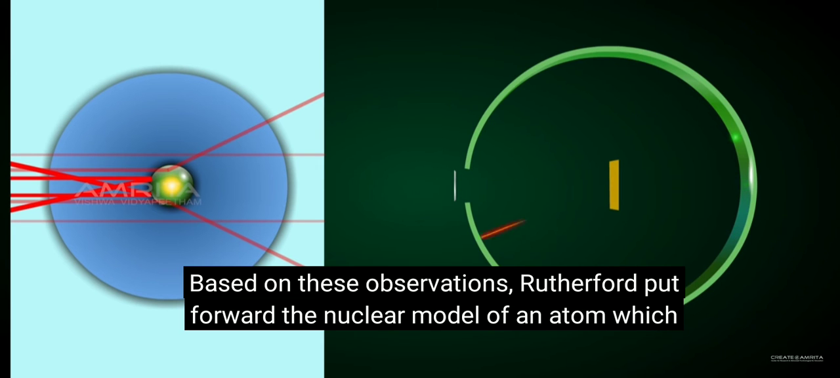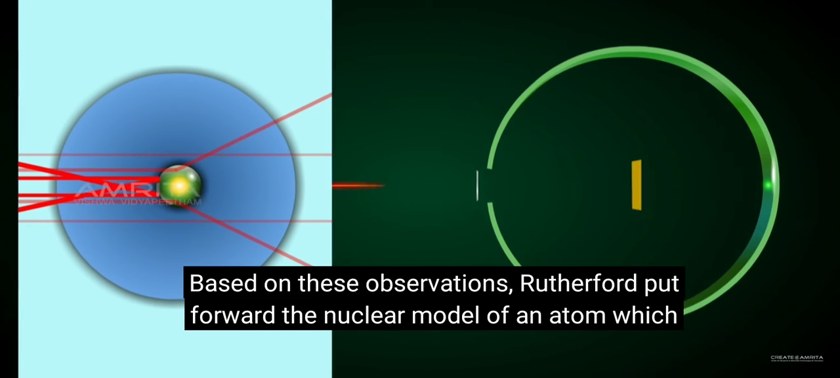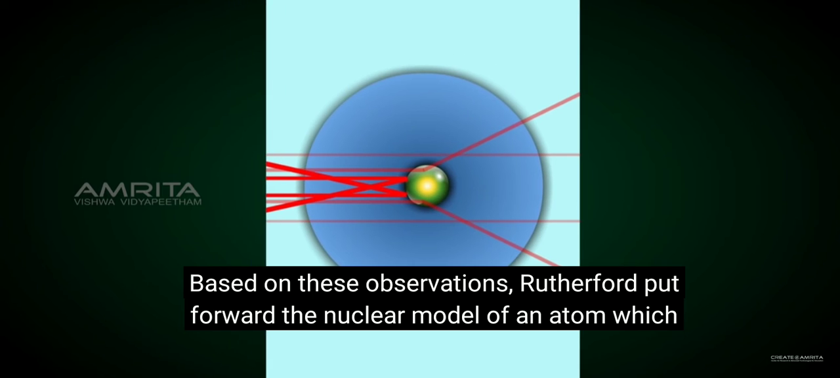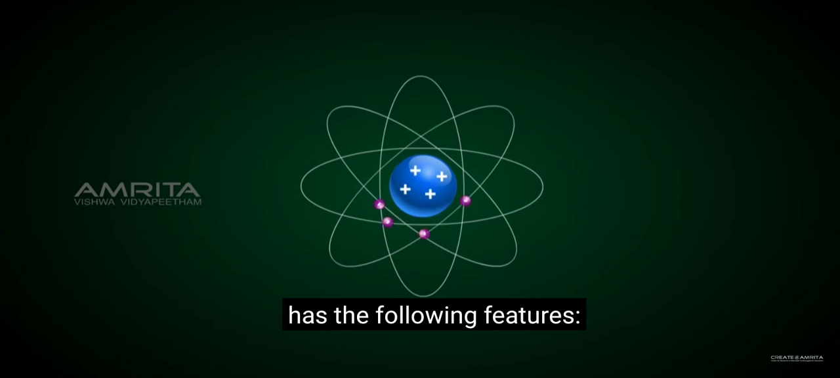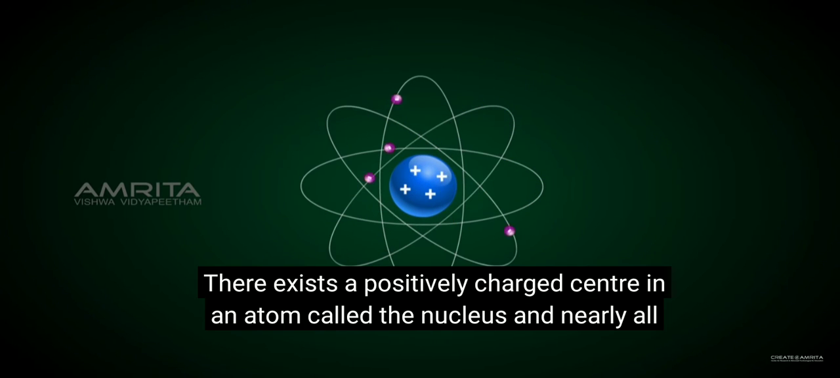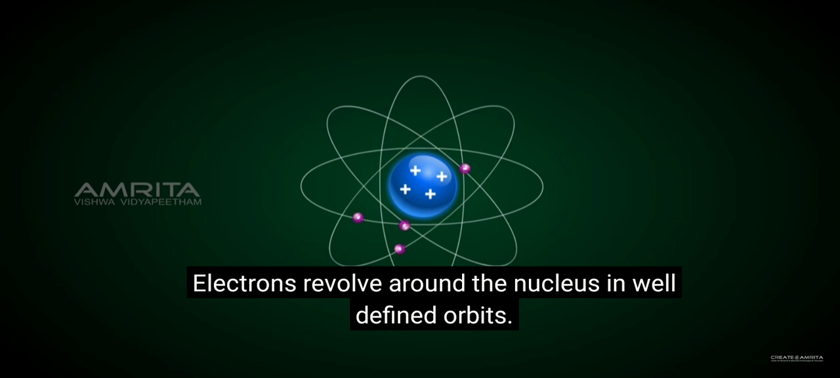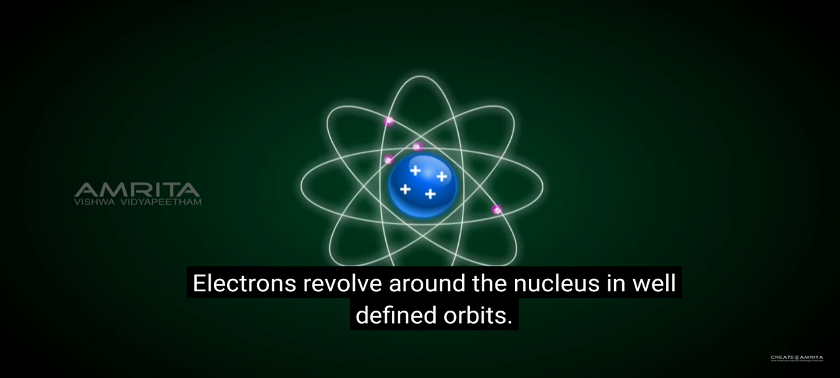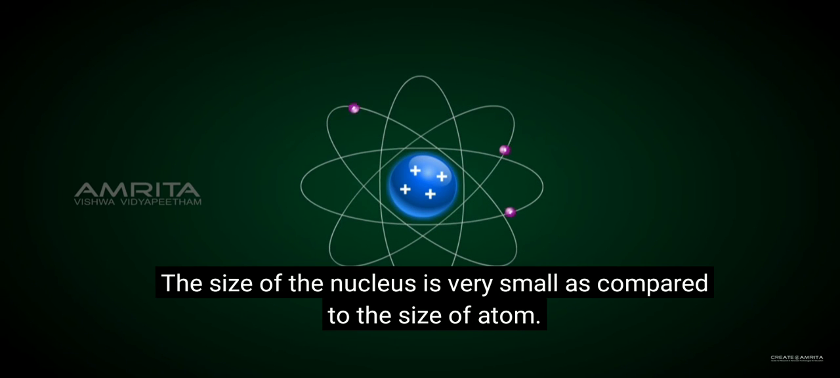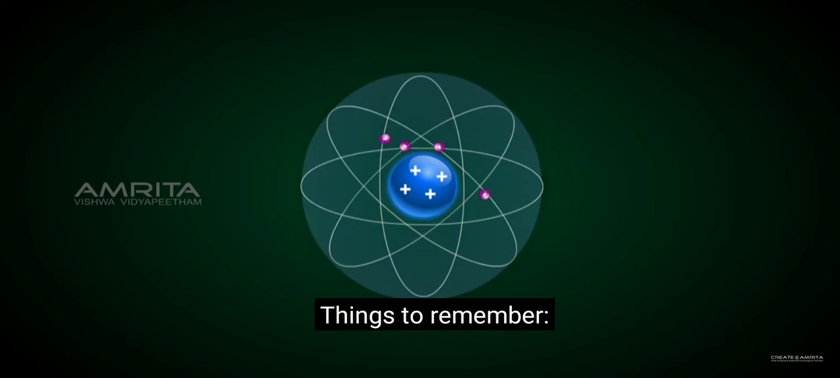Based on these observations, Rutherford put forward the nuclear model of an atom, which has the following features. There exists a positively charged center in an atom called the nucleus, and nearly all the mass of an atom is concentrated in the nucleus. Electrons revolve around the nucleus in well-defined orbits. The size of the nucleus is very small as compared to the size of the atom.